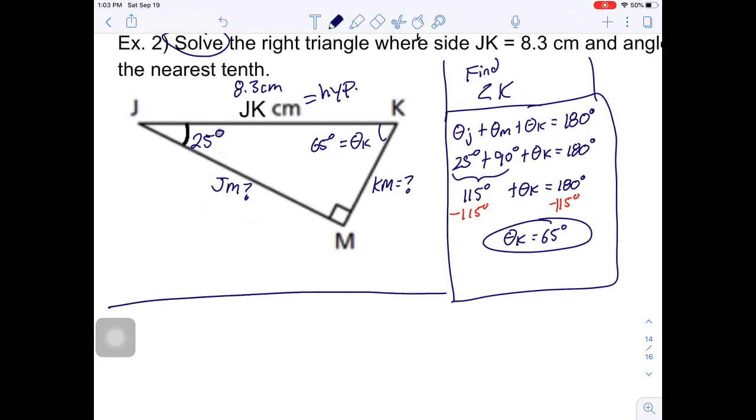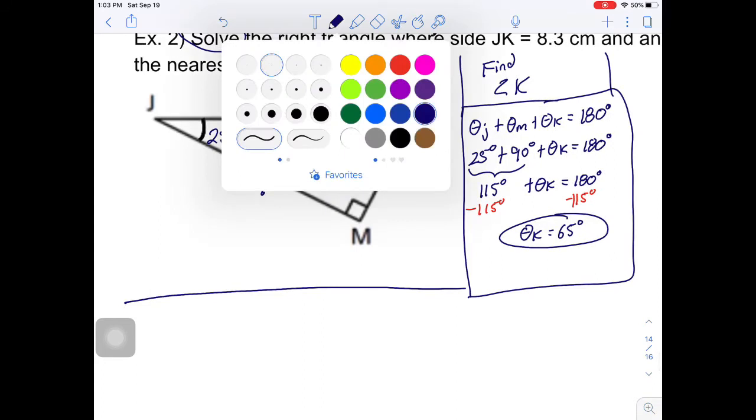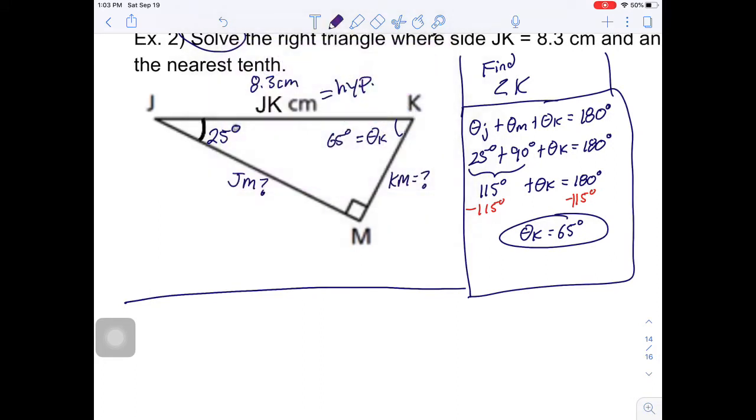So let's do it in kind of purple here. Find J to M. So how could we find J to M? Well, let's look at J to M. We have the hypotenuse, okay, and we have three angles, but we could use these two angles in our trig ratios. So we're probably going to have to use either CAH, or maybe we're going to use TOA.